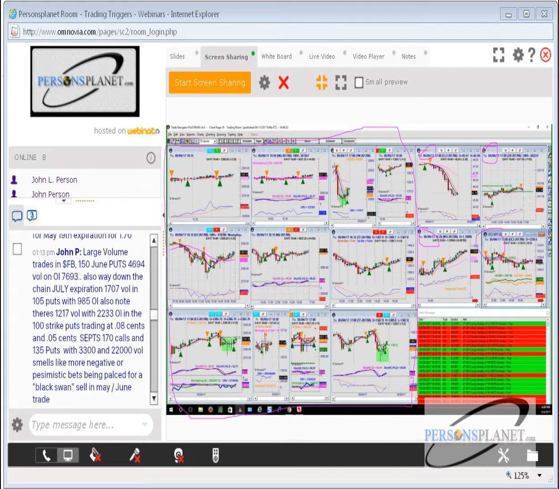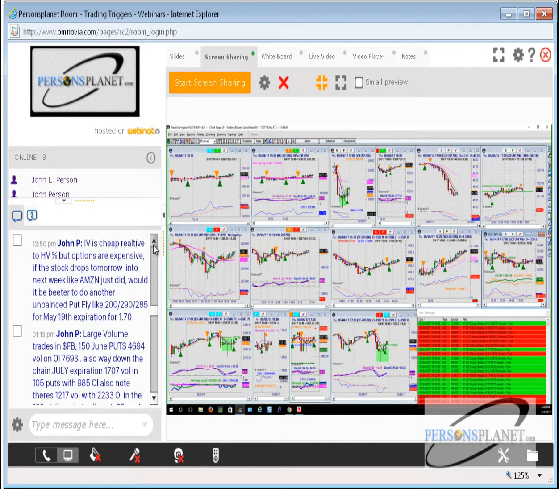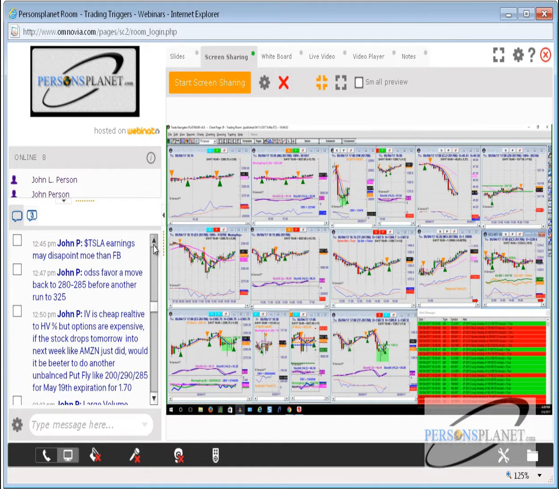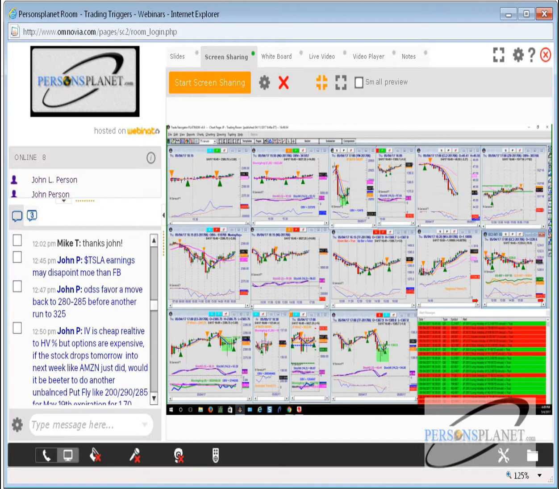As far as options and stocks, here's a little sampling of what we're looking at as far as the markets. On May 3rd, before earnings coming out, there was a lot of negativity going into Facebook, and we noticed that there was some larger option volume, and it seemed to me that there were maybe some pessimistic bets being placed for a black swan sell in a May-June trade relative to the current. And in fact, please excuse the typos, but when we're in a live trading room, there are typos, right?